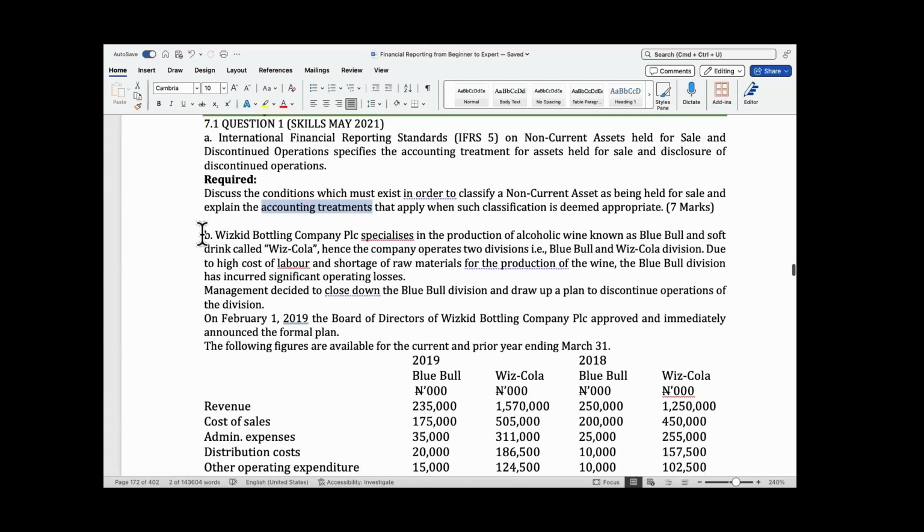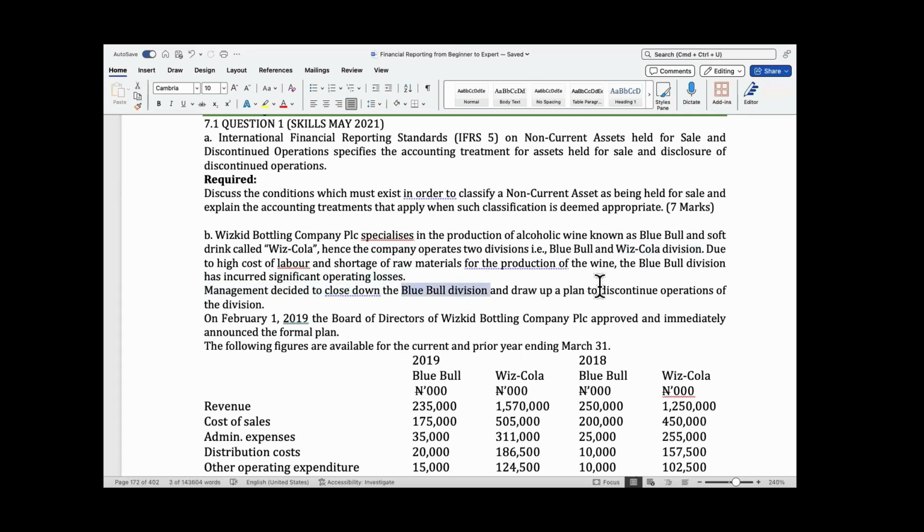The second one that is also common is that they will give you a scenario. In this case, they give us a whiskey bottling company that produces Blue Bull. They call it Swiss Cola. They said they operate 2 divisions. So they have the Blue Bull division and the whiskey division. So they will now tell you that one of them had challenges. They say management decided to close down the Blue Bull division.